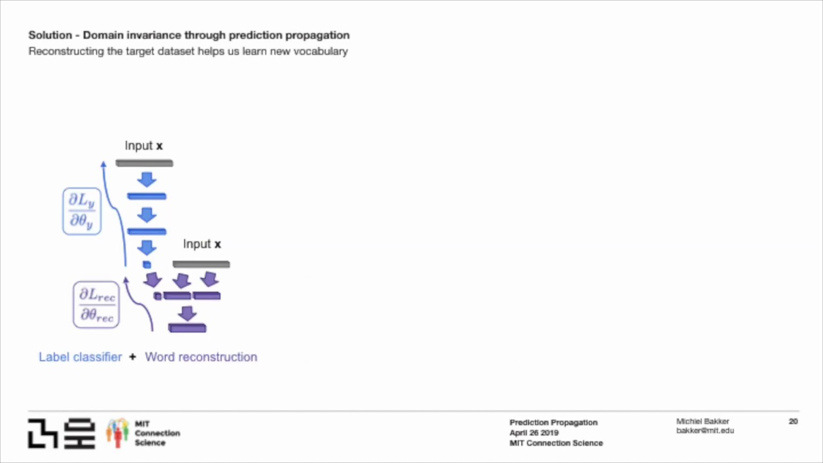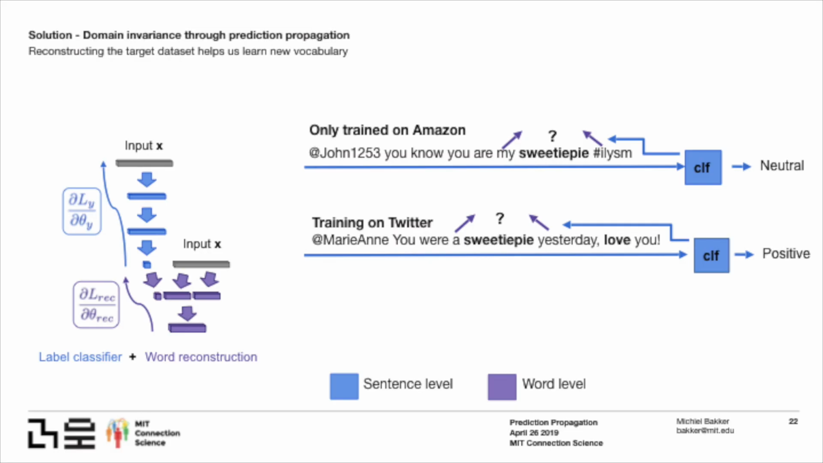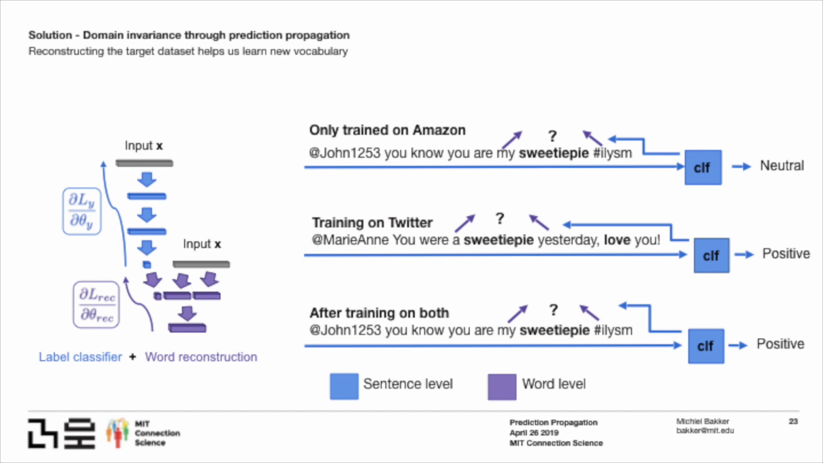And how does this work in more detail? If we start and we only trained on Amazon and we get this tweet, "@John, you are my sweetie pie, hashtag I love you so much." I never heard of this if you live in a world which only exists of Amazon reviews, right? So it has no clue what to do with this and it will say neutral, right? Random, it will say positive or negative, but it has no idea. And now it gets the following tweet, "@Marianne, you were a sweetie pie yesterday, love you."